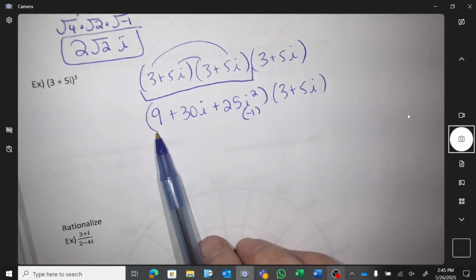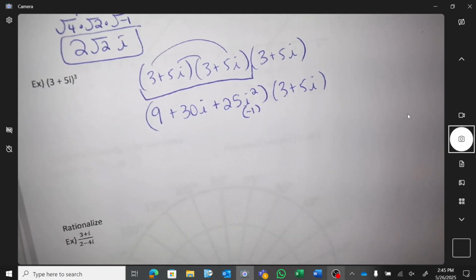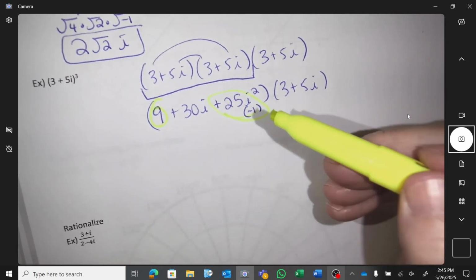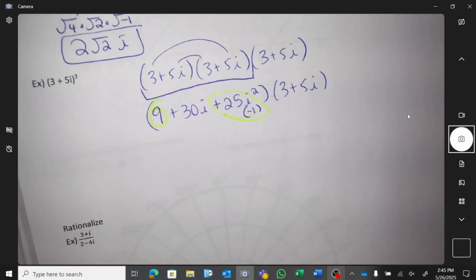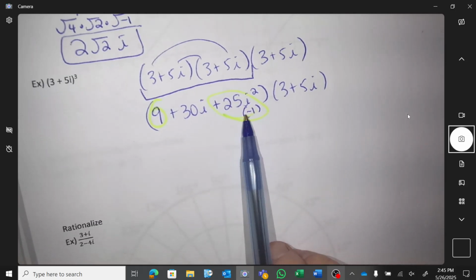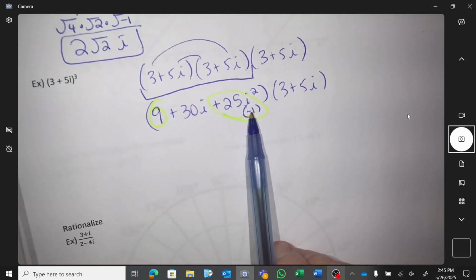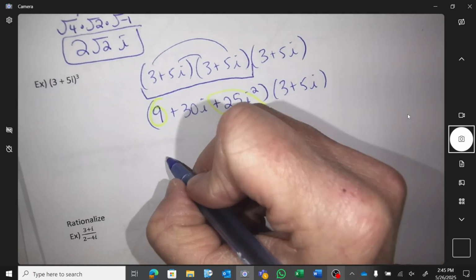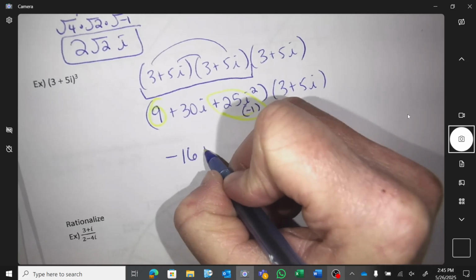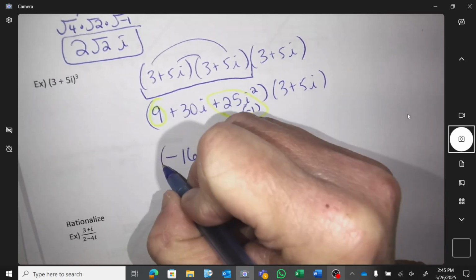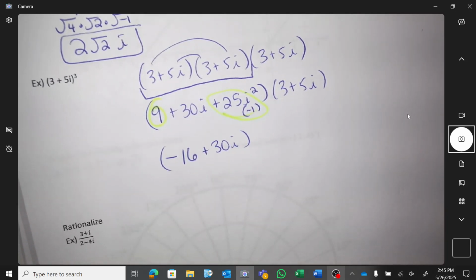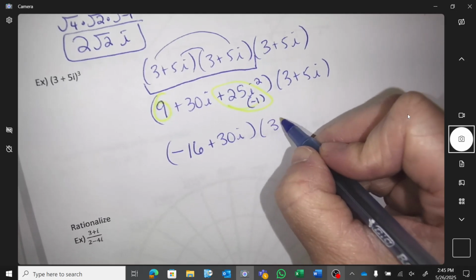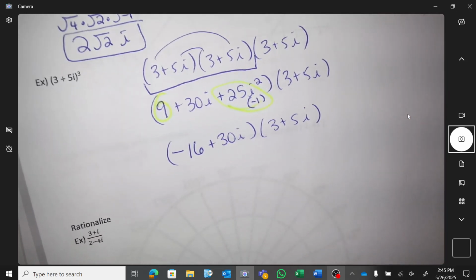So now I can go with the 9 minus 25, right? Because this would be negative 25. What is 9 subtract 25? Negative 16, right? Okay. Now, times.